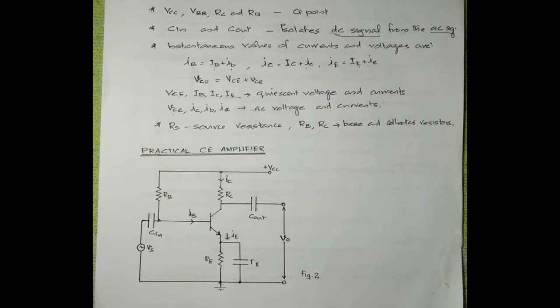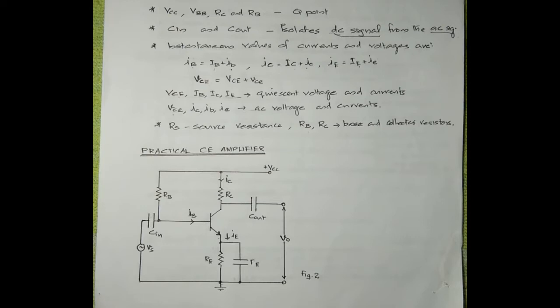A practical amplifier circuit is not like this. In the previous case, we have two separate DC sources VCC and VBB. It is inconvenient to use two separate DC sources in a circuit. So what we do is we use a single DC source, and from that single DC source we derive voltages for VCC as well as VBB. Such a circuit is shown here.